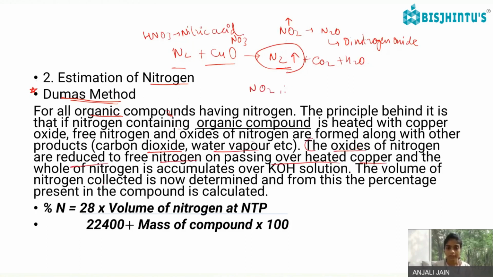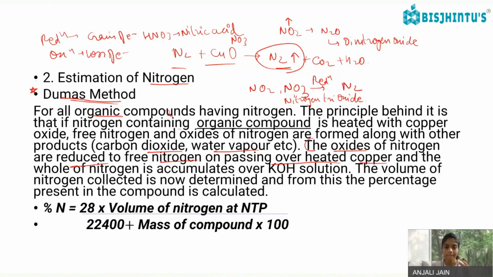Like nitrogen dioxide and nitrogen trioxide. What happens if they are passed over heated copper? The oxides of nitrogen are reduced to free nitrogen. Reduction happens, and we know that oxidation is loss of electrons and reduction is gain of electrons. So the oxides of nitrogen are reduced, meaning oxygen is removed, and when the oxygen is removed from the nitrogen oxides, nitrogen gas is obtained in free form on passing over heated copper.